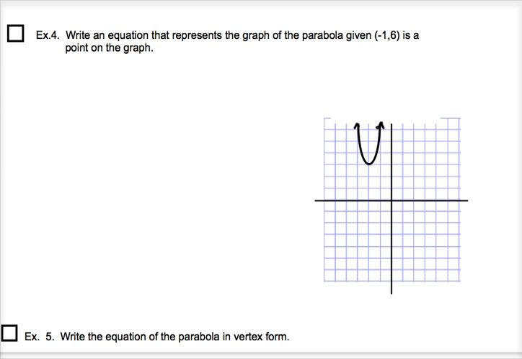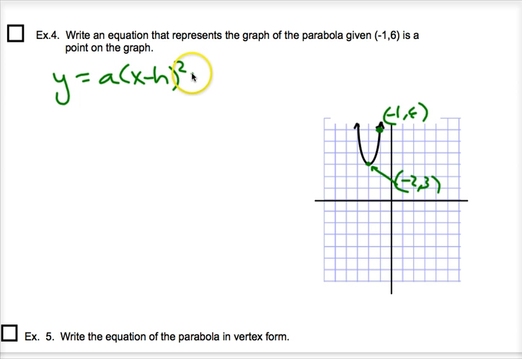Find an equation that represents the graph of the parabola given. Negative 1, 6 is a point on the graph. So I told you negative 1, 6 is on here, right here, just to be clear as to what's going on. Hopefully we can tell that there's a vertex right here, and I would say that vertex is negative 2, 3. So this is just practicing the last skill that I just went over. We're going to try to plug in to our vertex form of a quadratic.